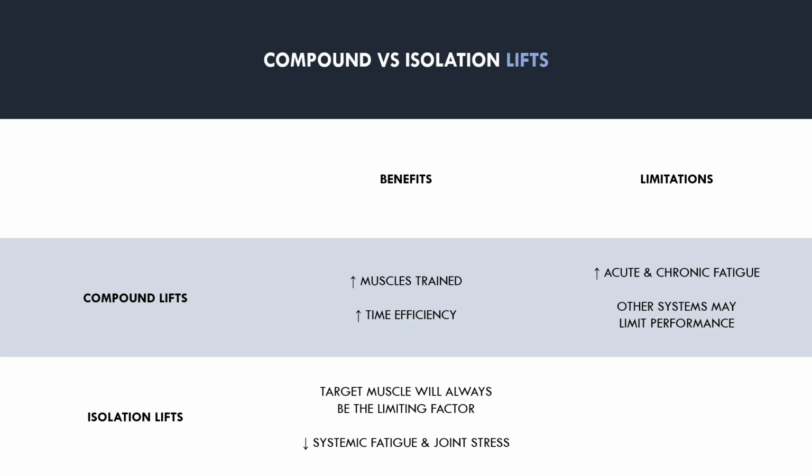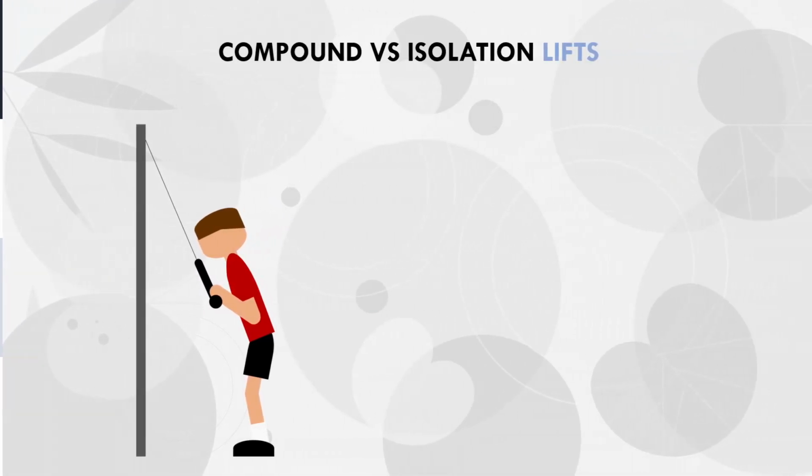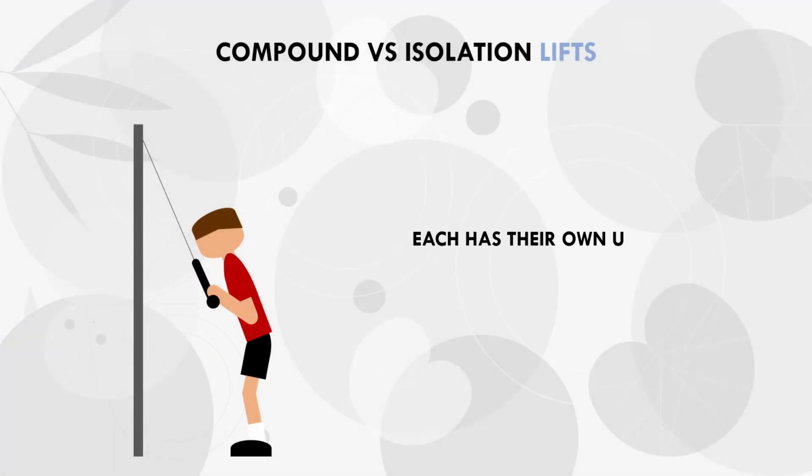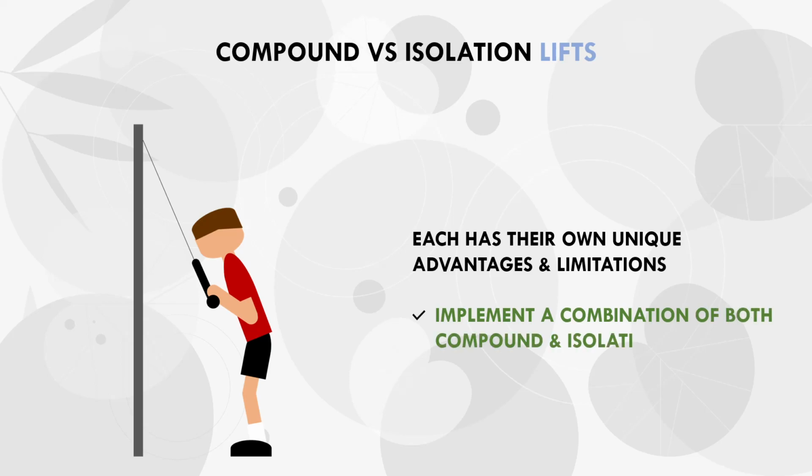However, because isolation lifts only train one primary muscle group, they are generally less efficient than compounds. So both exercise types can have their own unique advantages and limitations, and neither is inherently better than the other. Therefore, it makes logical sense to implement a combination of both compound and isolation lifts. This will allow us to reap the benefits of both forms of training, probably resulting in superior long-term muscle growth.